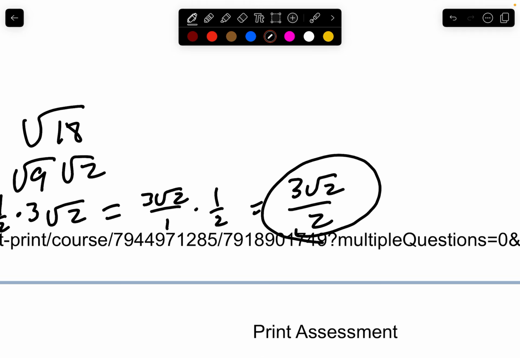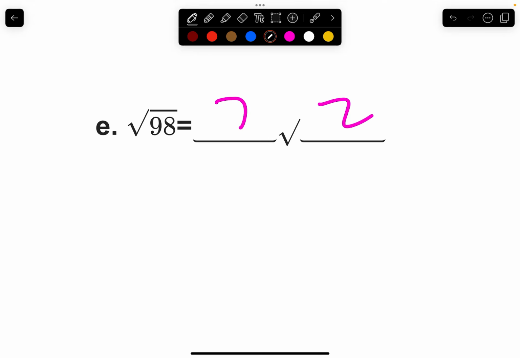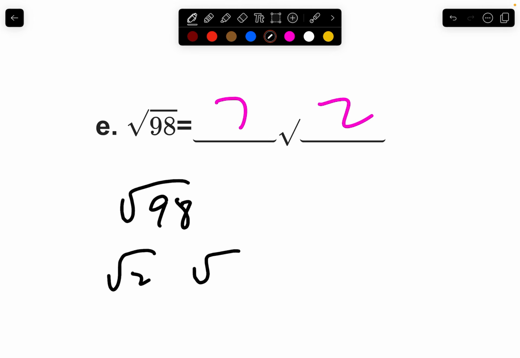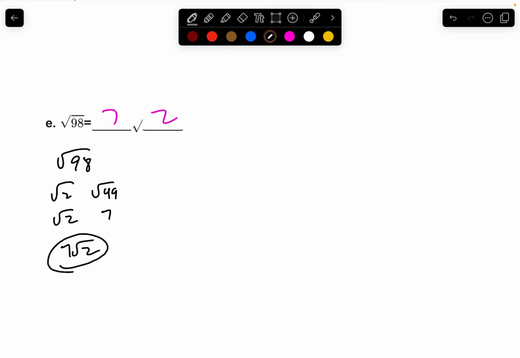Got it. Root 98, this one might be kind of hard to do if you don't know what perfect squares go into it. Let's say you didn't know, but you were going to make just a tree. Root 98, 98 divided by 2 is 49. Stop right there. If you get a perfect square factor, then stop. So root 49 is whole number 7, and we have a root 2. Well, we want to write it in the correct order, 7 root 2. Nailed it.